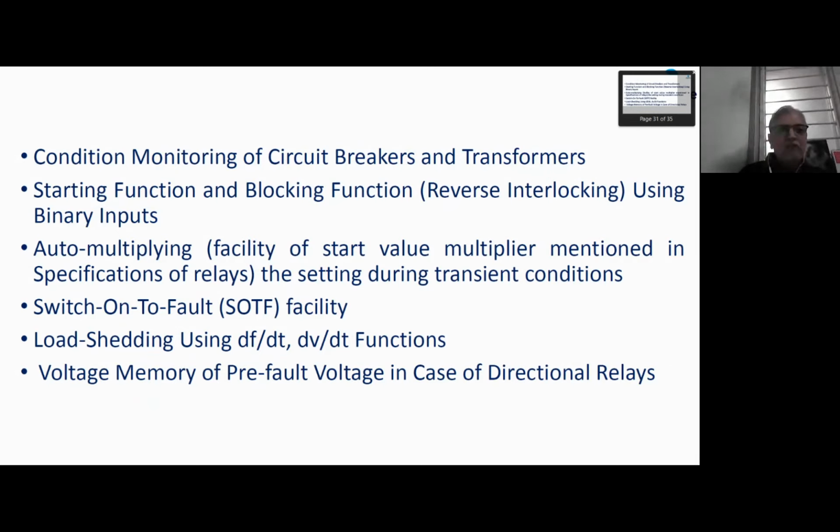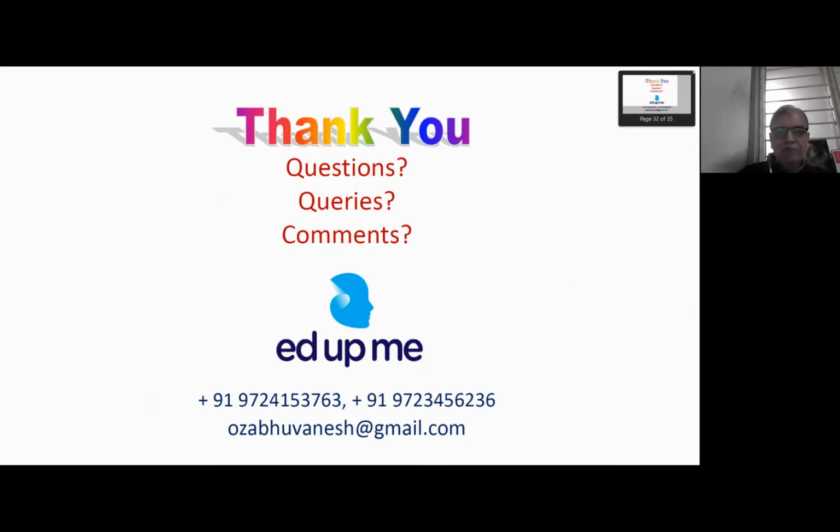Starting function, blocking function, auto multiplying facility, that is, the setting is multiplied by 2 times, 3 times. Such facilities are required in many functions. Switch on to fault: if the fault is already existing before the circuit breaker is made on, then you want to make the operation instantaneous. Load shedding can be done using df by dt, dv by dt function, and voltage memory in case of directional overcurrent relays. So these are the functions. I could not describe them in detail, right?